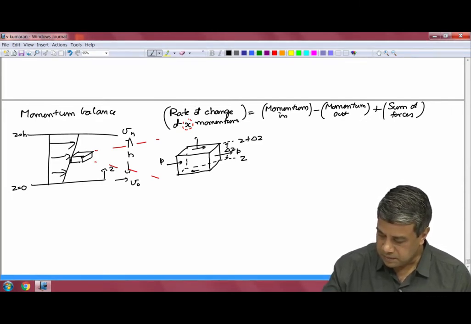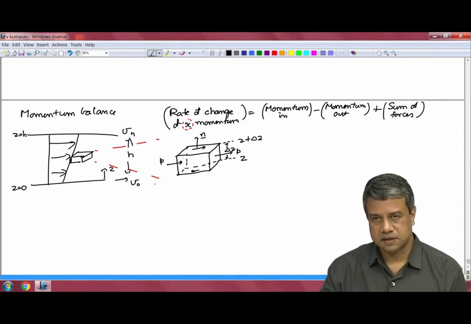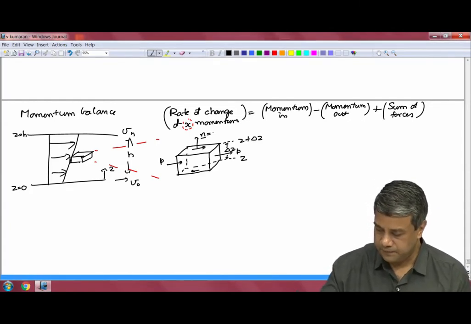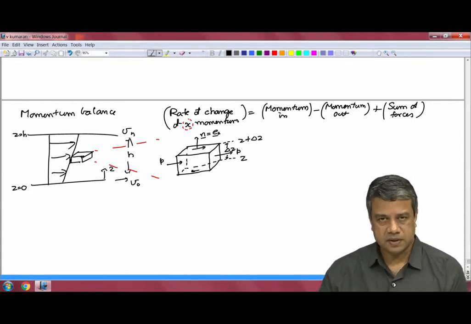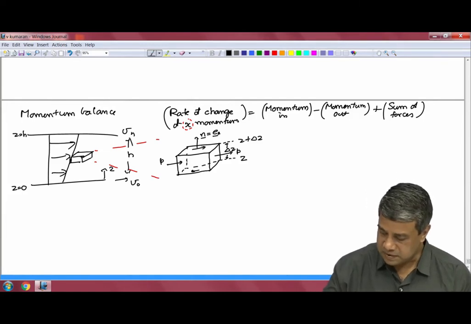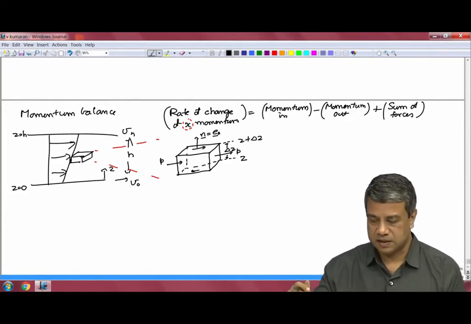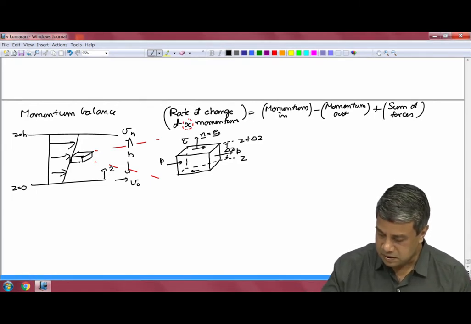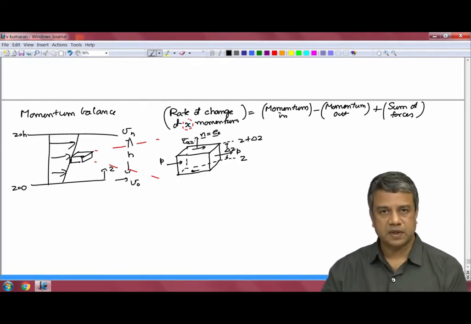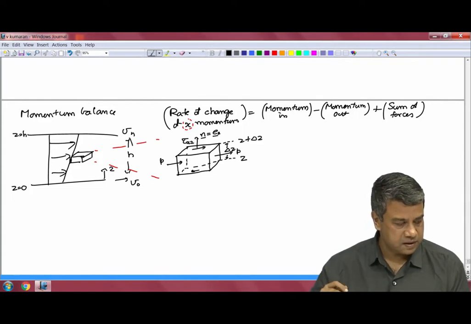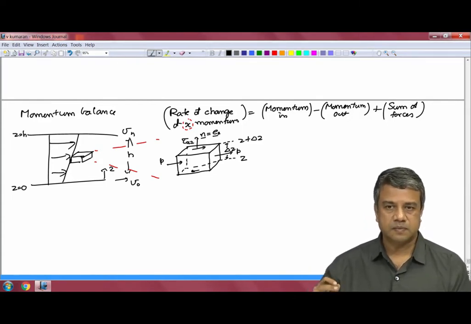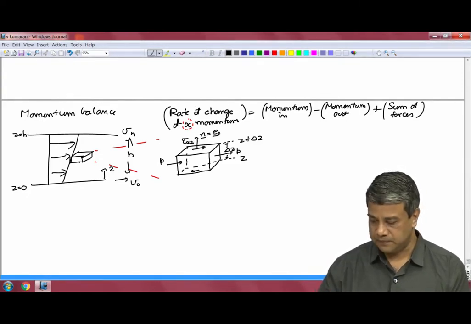On the surface on top, the unit normal is in the plus z direction. Therefore, the stress exerted, force per unit area at a surface whose outward unit normal is in the z direction, is the shear stress tau xz. Here x is the direction of momentum and z is the direction of variation or the direction of transport.